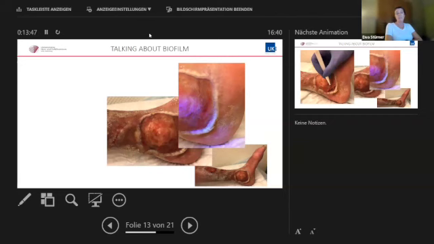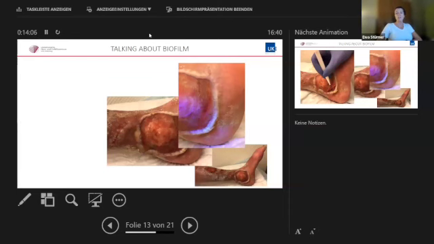Pseudomonas. By UV light, you can identify Pseudomonas because Pseudomonas build pyoverdines that glow if you stimulate this with UV near light, so you get an idea where the most bacterial burden is on this wound.